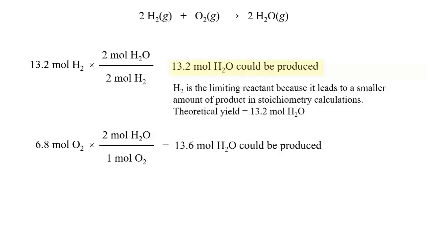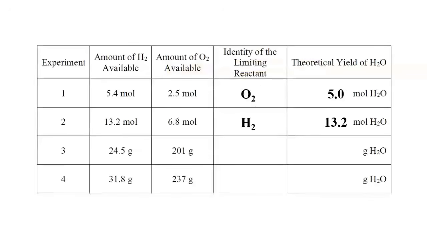Hydrogen is the limiting reactant because it leads to a smaller amount of product in our stoichiometry calculations, and our theoretical yield of water is 13.2 moles. So we filled that information in for experiment 2.